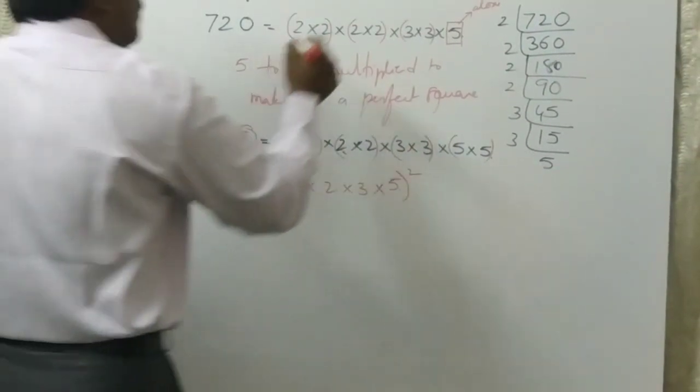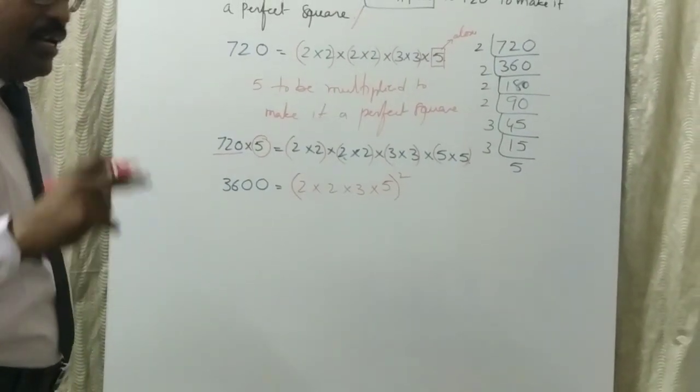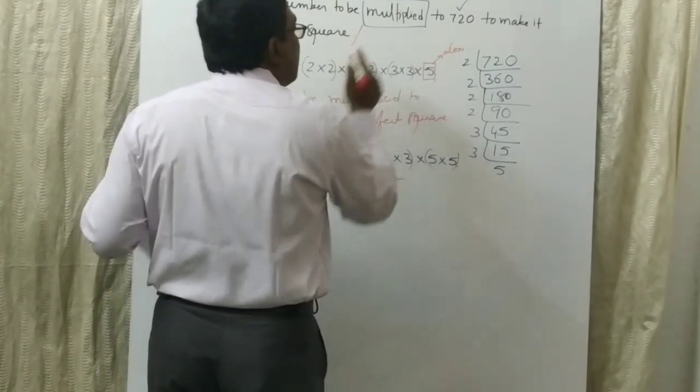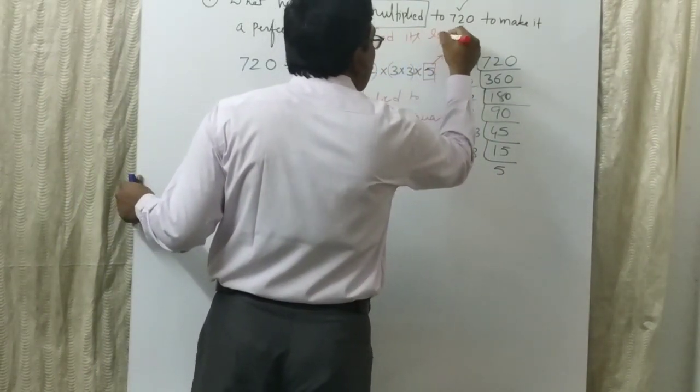Now I am extending my question. What number should be multiplied to make it a perfect square? After that, if it is a perfect square, find its square root.